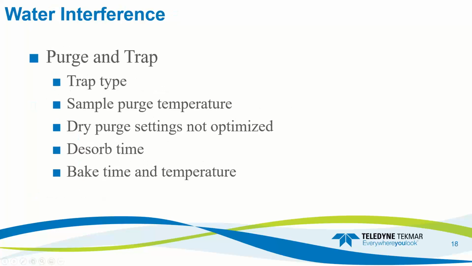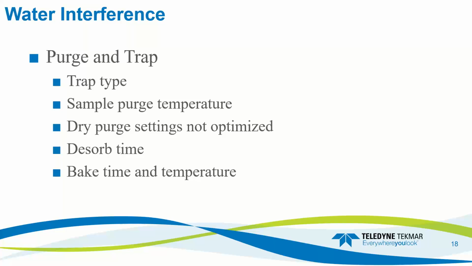And for our water interference, why is water vapor bad for our analysis? It can minimize sensitivity. It can cause compounds to co-elute and shift in retention time. It can also cause poor peak shape, even in compounds that are outside of the water peak. So how do we deal with this water?